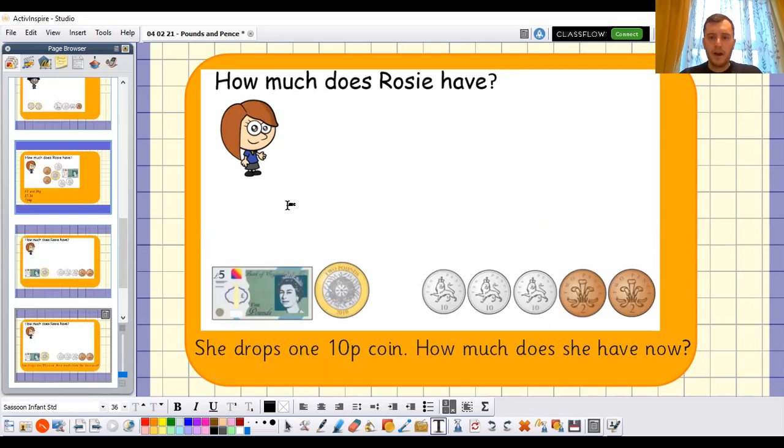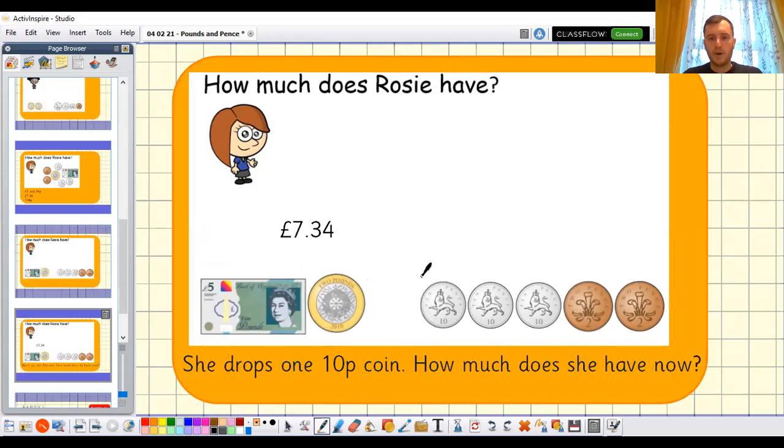Now, we know that that was £7 and 34 pence. I'm going to show it like that. But if she drops one 10p coin, so let me cross out one of those 10p coins. She drops it. How much does she have left now? Wonder if you can work that one out. She dropped one 10p coin. How much does she have left now?